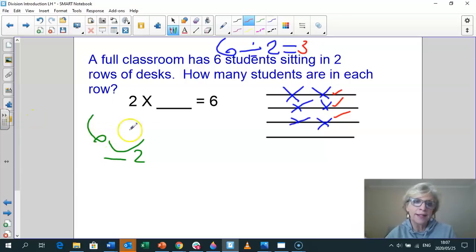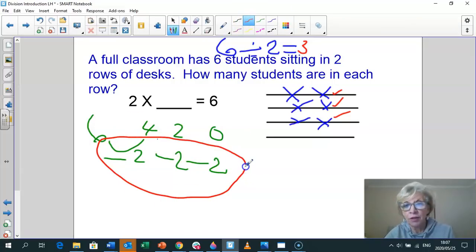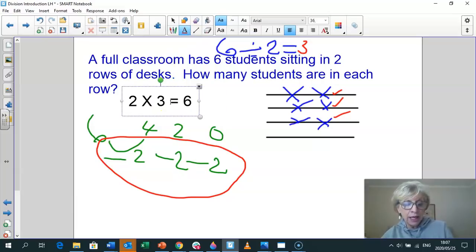And let me show you that same problem solved by minusing 2. So 6 minus 2 is 4, minus 2 is 2, and minus 2 is 0. How many times did I subtract, or do repeated subtraction? There it is. There are 3 2's minused. Right, so I also know from multiplication that 2 times 3 is 6. So therefore 6 divided by 3 is 2, and 6 divided by 2 is 3.